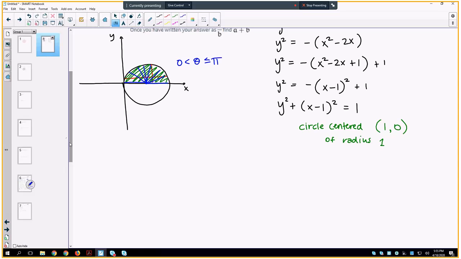But what I have to take into account is this shift. The fact that this domain is no longer centered at the origin, it's shifted a little bit, means I have to make a change in my substitution. Instead of x equals r cosine theta, I'm going to say x minus 1 is r cosine theta, the x minus 1 coming from here, and I'm going to say y is r sine theta.